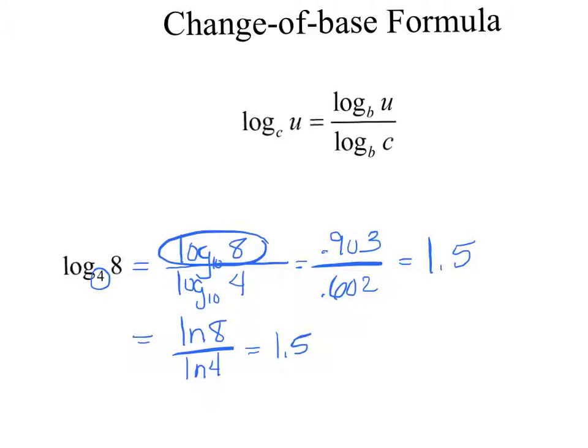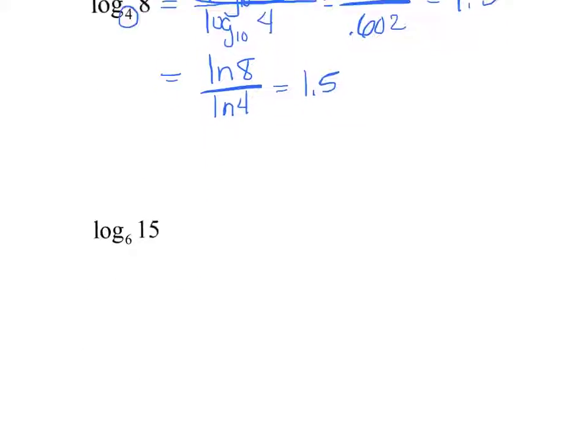Now the reason I got 1.5 was because I didn't round. I actually used the numbers in the calculator as they were. This 0.903 and the 0.602, those are rounded numbers. Try not to use rounded numbers if you can help it, because if you did use rounded numbers, that 1.5 is no longer a 1.5, you'd have to round.